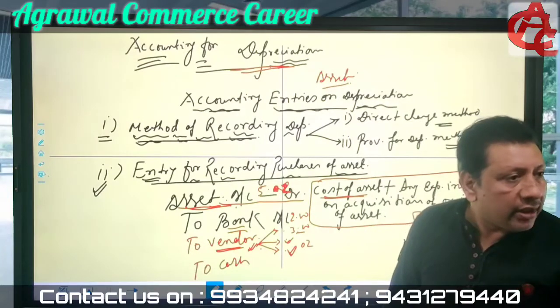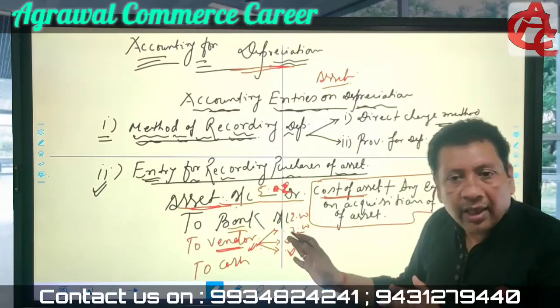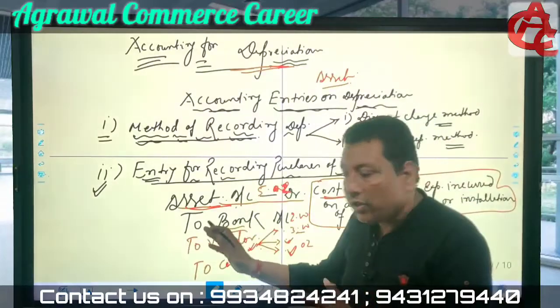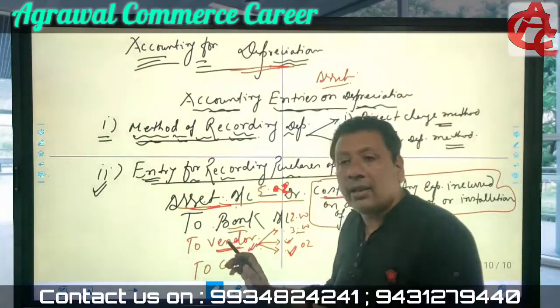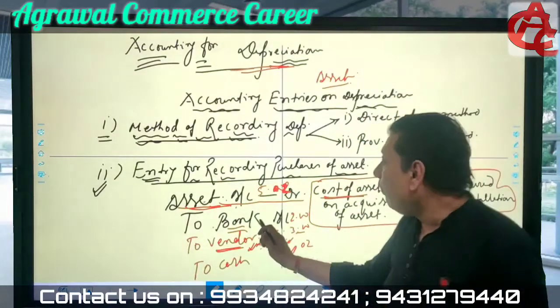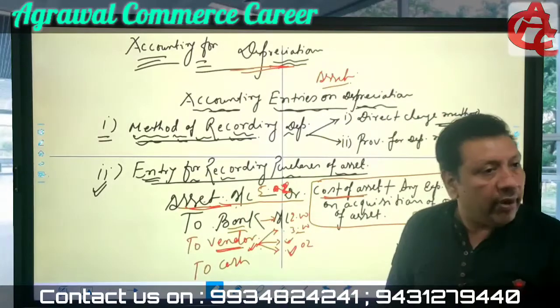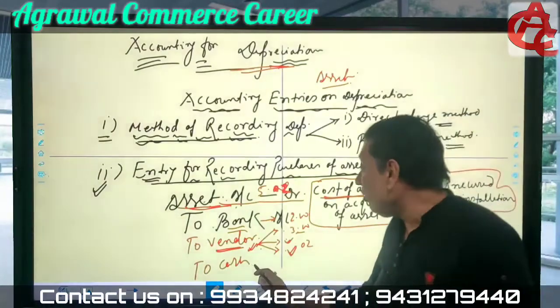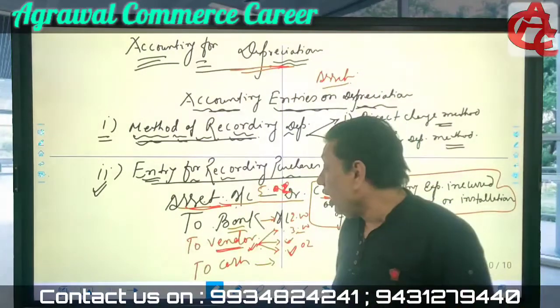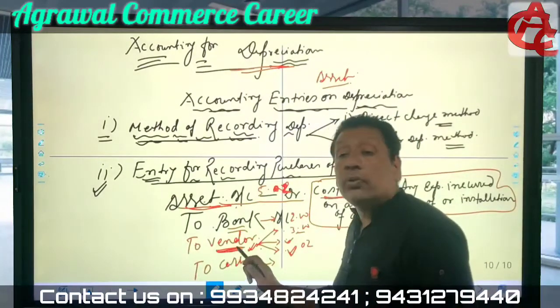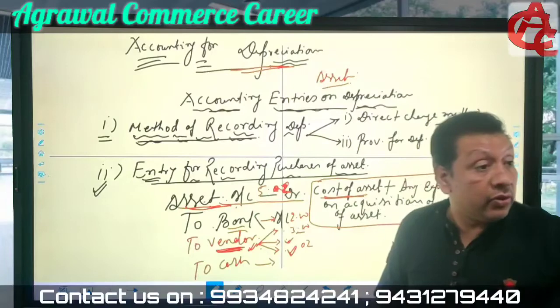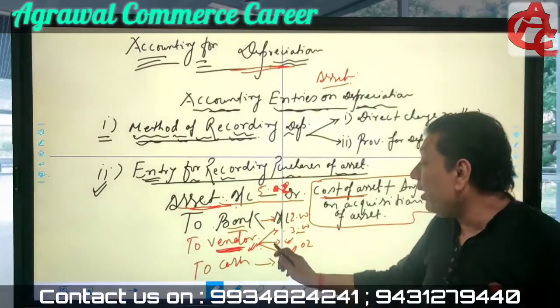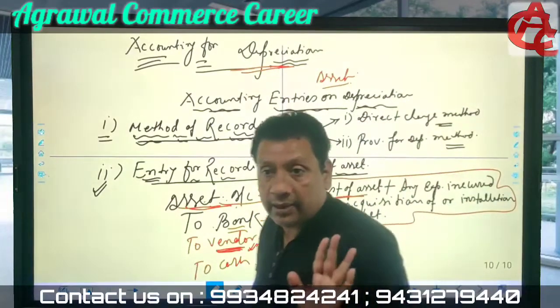So have you got it? What entry will be passed whenever asset is purchased? Normally, you know, asset account debit to bank, but what I have explained here, bank account will be credited when amount has been paid through check, cash account will be credited if cash has been given, and if the amount is still due, in any case still due, not paid as yet, vendor account will be credited without interest.